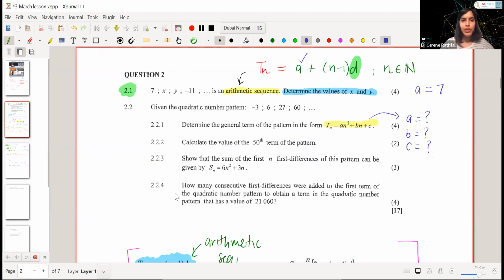Let's go to the next question. 2.2.3. Show that the sum of the first differences. So we have to be careful. The sum of the first differences can be given by Sn equals 6n squared plus 3n. So we're not looking at the sum of the second difference. We're looking at the sum of the first difference. You have to be careful. Let's go back.